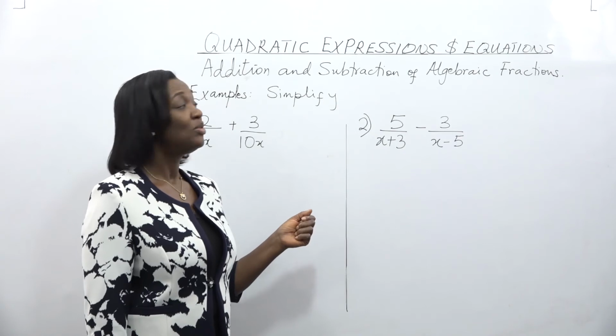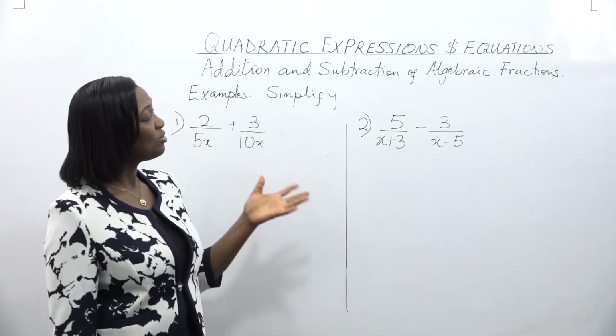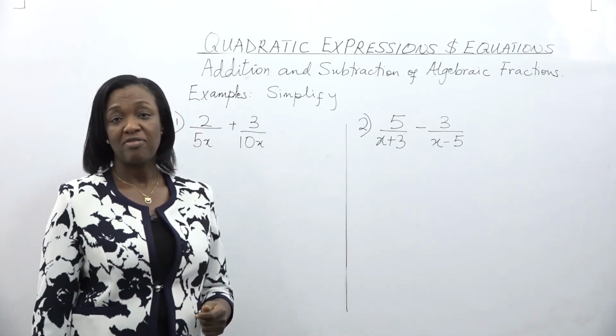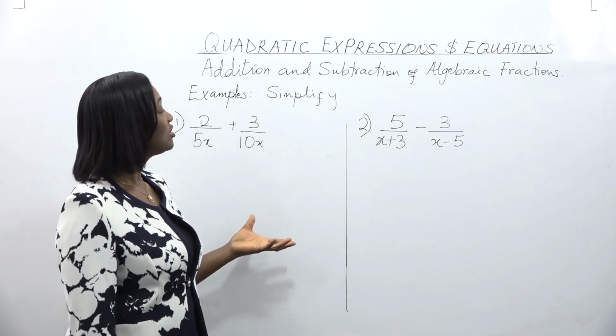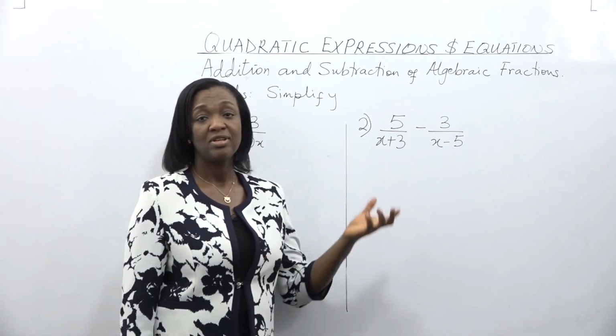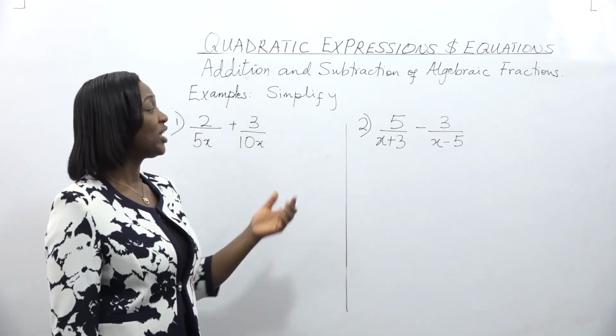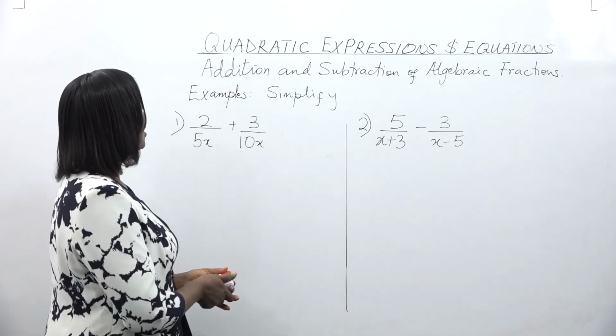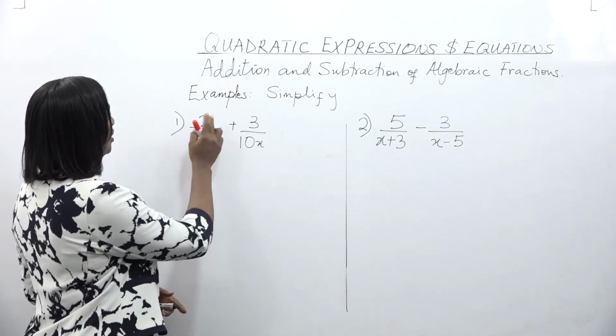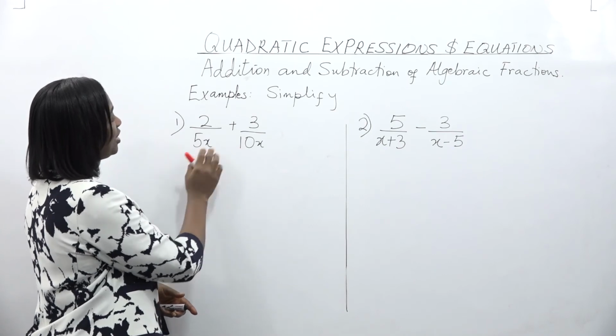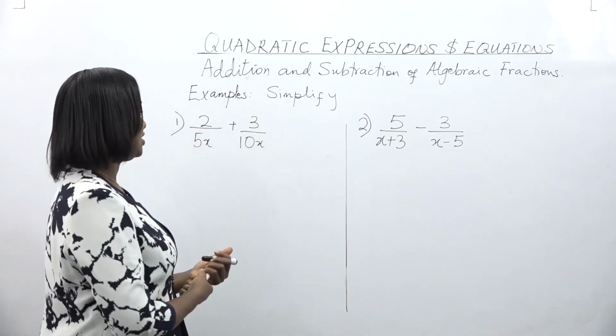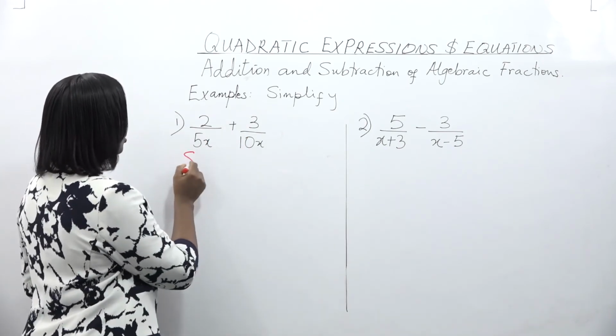In this example, we want to add and subtract algebraic fractions. And the rules for adding and subtracting fractions still holds. So let's quickly do these ones. Example 1, 2 over 5x plus 3 over 10x. So let's take the solution.